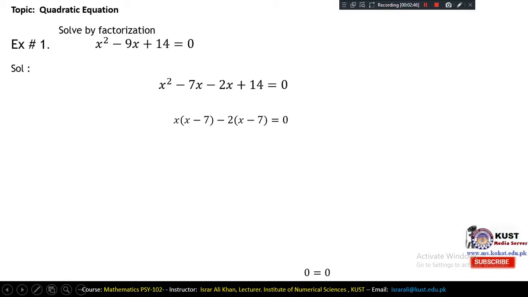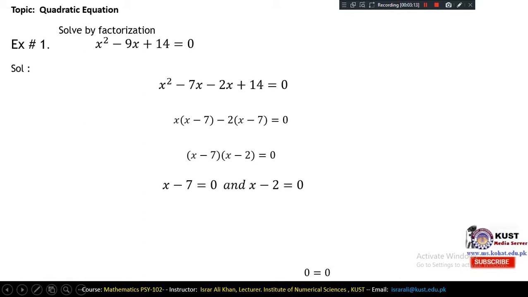Now we can see there are four terms. We make two couples. From these two we take x common, and here we are left with x minus 7, and from here we take minus 2 common, and here again we are left with x minus 7. And in these two terms we can see that x minus 7 is common, so we take x minus 7 common and we are left with x minus 2.